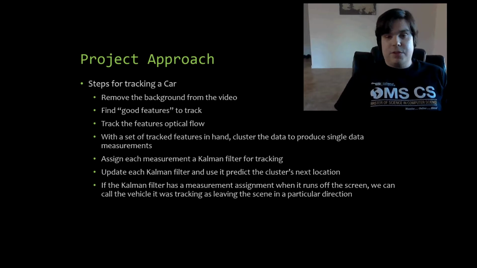Then we have to actually find the features that we want to track, and the way we're going to do that is with a Shi-Tomasi corner detector. Once we've found those, we're going to feed them into an optical flow, which is a Lucas-Kanade optical flow calculator. And then with that set of tracked features in hand, we're going to cluster the tracked features to produce a single data point. That single data point is going to be fed into the Kalman filters. We're going to assign a Kalman filter to each one of those clusters, and we're going to track those clusters as they move through different frames. And if we can track it when it runs off the screen, we call that vehicle tracked, and we can count it as leaving the scene in a particular direction.